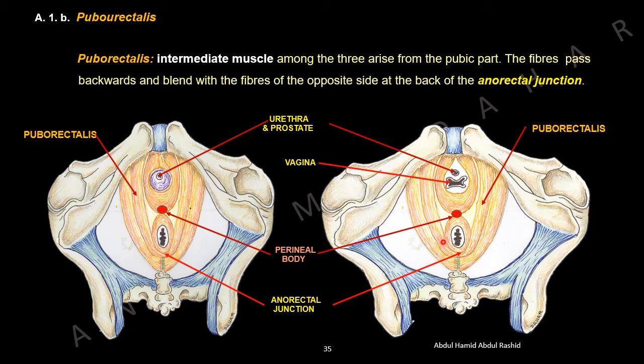And in the case of female, also the same thing, this is the anorectal junction. So both male and female are the same. It comes from the back of the pelvic part, sweeps around the back of the anorectal junction, called puborectalis muscle, the intermediate part.